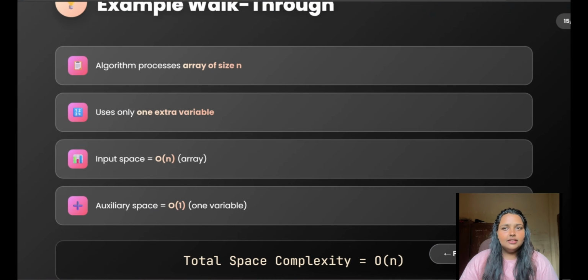Let's consider a simple example where an algorithm processes an array of size n and uses only one extra variable. The input space is O(n) because of the array, and the auxiliary space is O(1). When we combine them, the total space complexity becomes O(n).